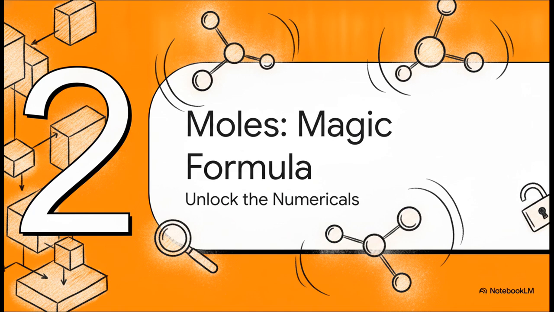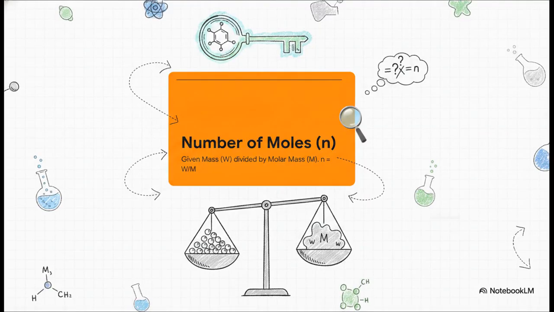Moving right along to section 2, moles, the magic formula. Unlock the numericals. Okay, here it is, your magic key for exams. The formula to find the number of moles, which we indicate with a tiny n, is incredibly straightforward. It's literally just the given mass, capital W, divided by the molar mass, capital M. That's it. Finding W and M from the question is the real secret here. Once you nail those two things down, you have completely unlocked the problem.